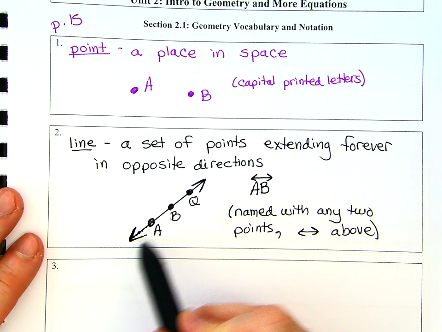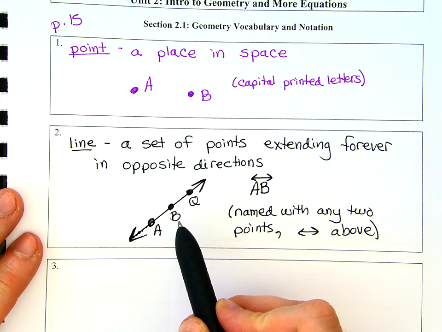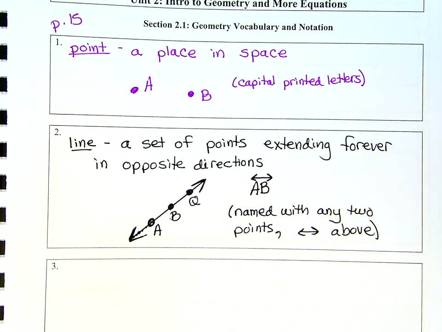So I named it AB. There are other ways you can name it. All I need is any 2 points. And let's just do the first one for right now.